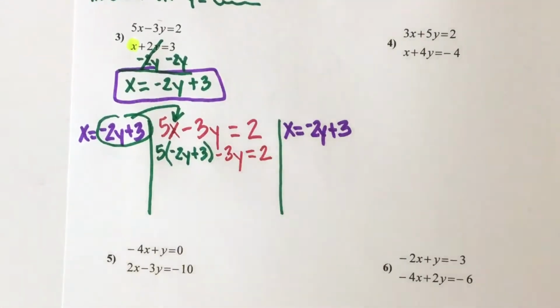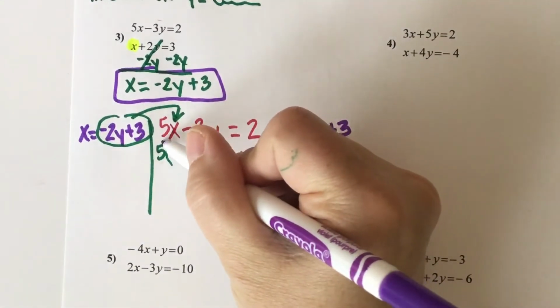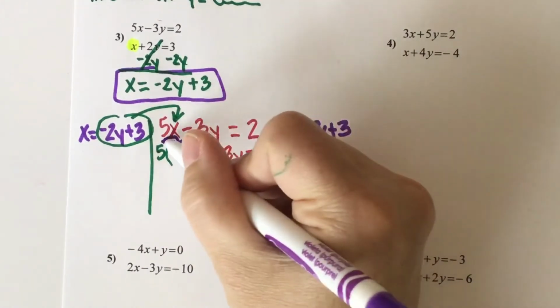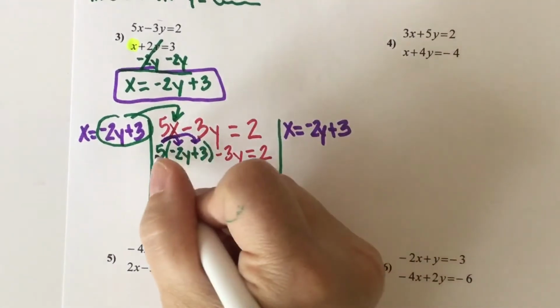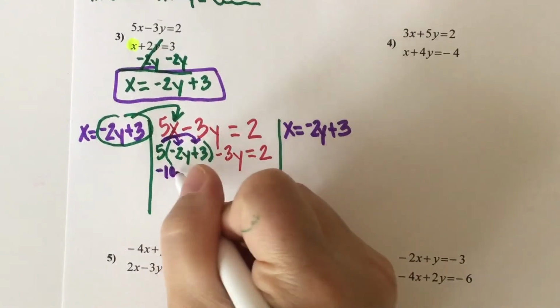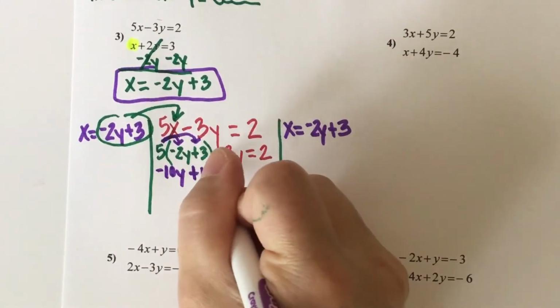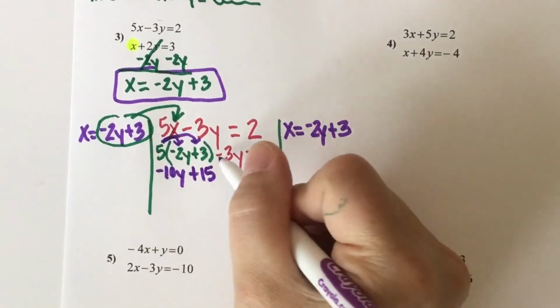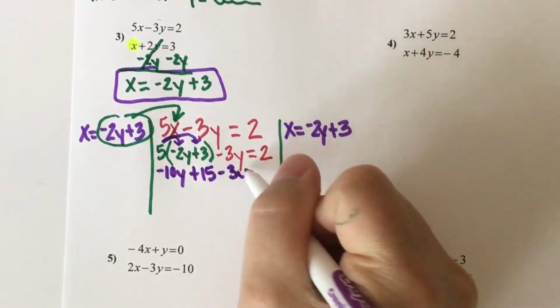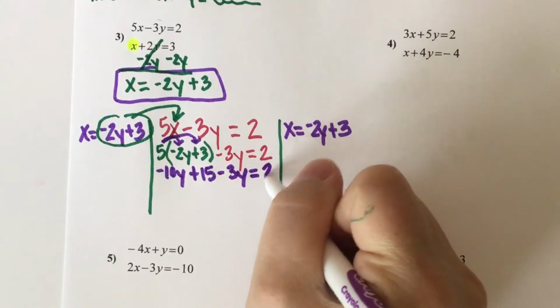So at this point, you need to get rid of the parentheses by distributing. So 5 times negative 2y and 5 times 3. So 5 times negative 2y is negative 10y, and 5 times 3 is 15. And then I'm just going to bring down the minus 3y, and I'm going to bring down the equals 2.